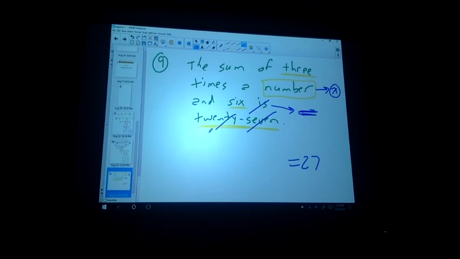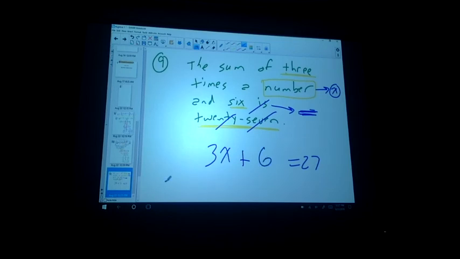The sum of 3 times a number and 6. Plus. So it's definitely plus. The sum of 3 times a number. What's a number? X. So 3x. 3 times a number and 6.